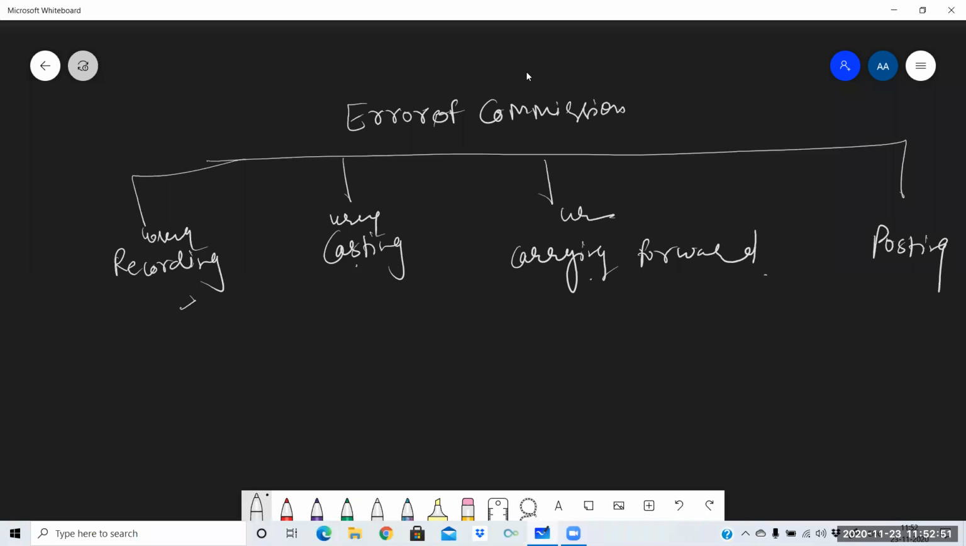Wrong recording, like you have purchased goods. Error of recording basically will not be affecting the trial balance. Why? Suppose you have purchased goods from Ram and you have recorded it as you have purchased goods from Raj. So when you have purchased goods from Ram, the entry will be purchases account debit to Ram. But instead of writing Ram, you have written purchases account debit to Raj. So we can say the side is correct. Ram is also credited, Raj is also credited.